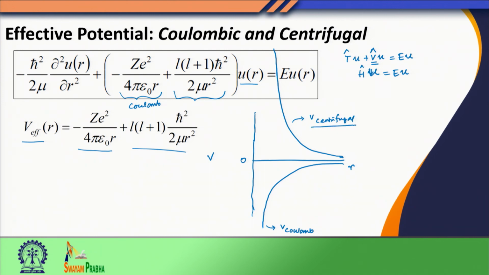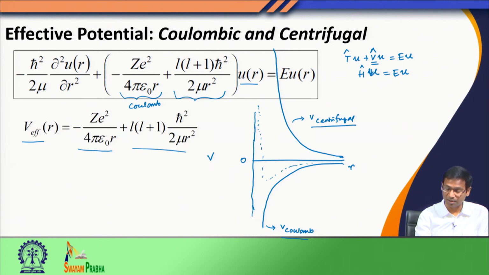So, I have one term which is centrifugal potential, the other term which is Coulomb potential, and the sum of the two. The effective potential, when I take the sum of the two, would come out to be something like this. So, this is the sum of the two potentials. So, this is my V effective. So, I have Coulombic potential which goes as minus 1 over r, another is centrifugal term which goes as plus 1 over r square.